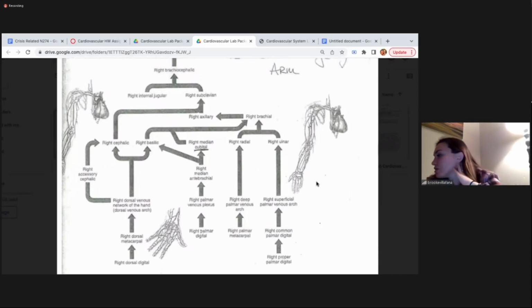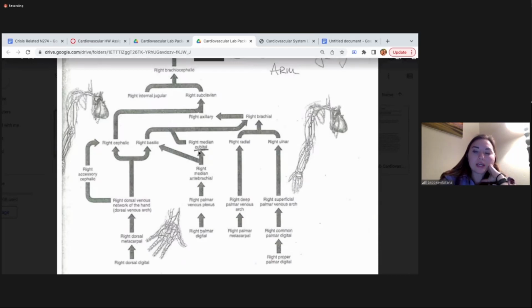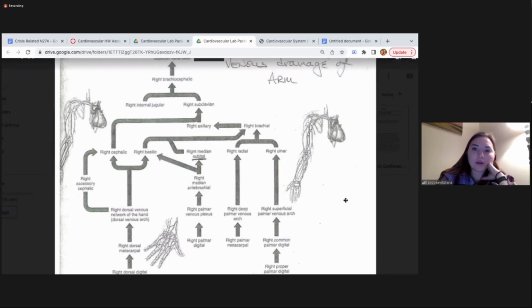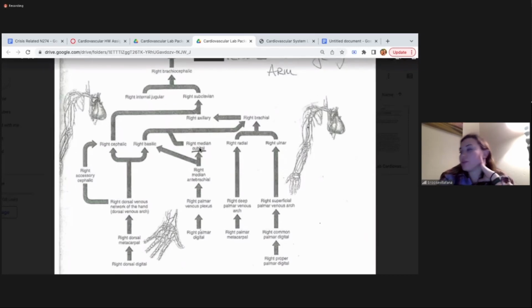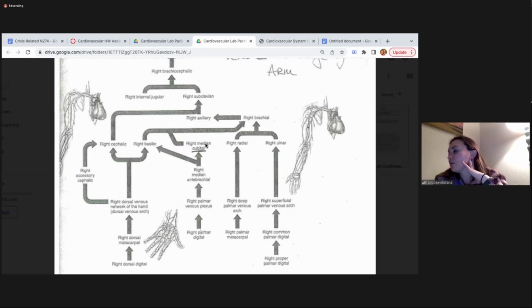Someone was saying there was a mistake with the median cubital. Do you mean how it's underlined right here? That's not a mistake. I think that whoever it was just underlined it. This is still correct. There's nothing wrong with that one. Does that answer your question?